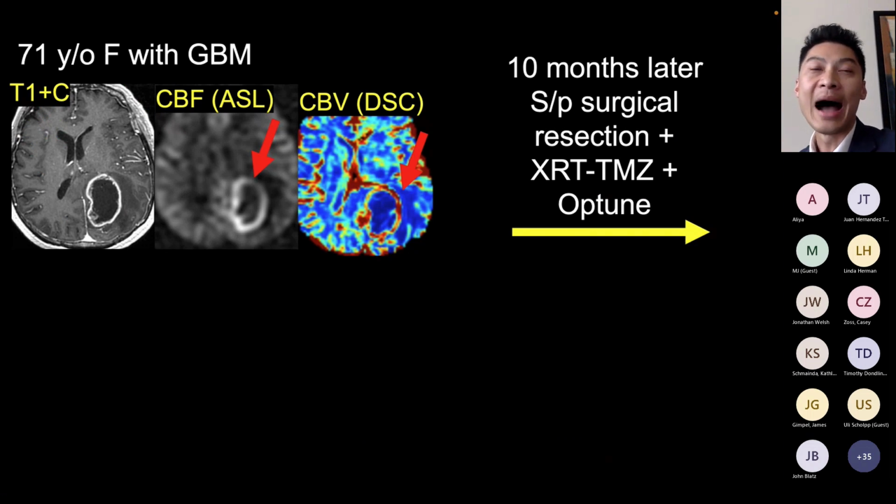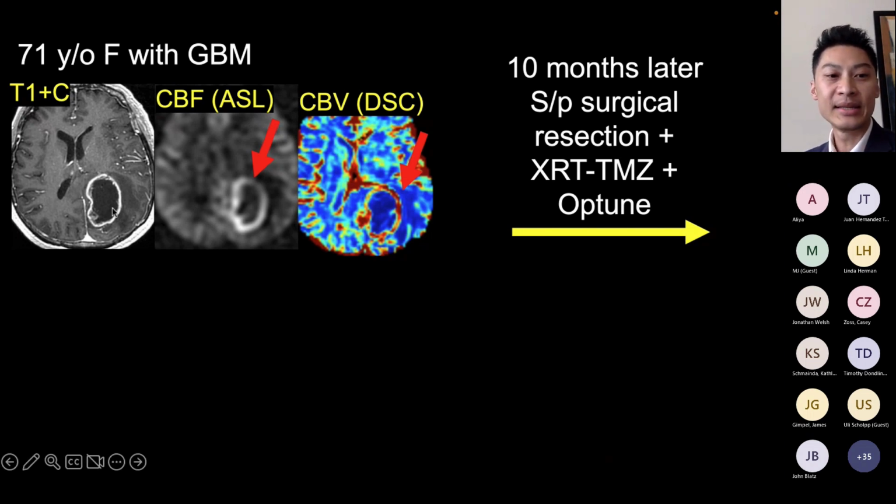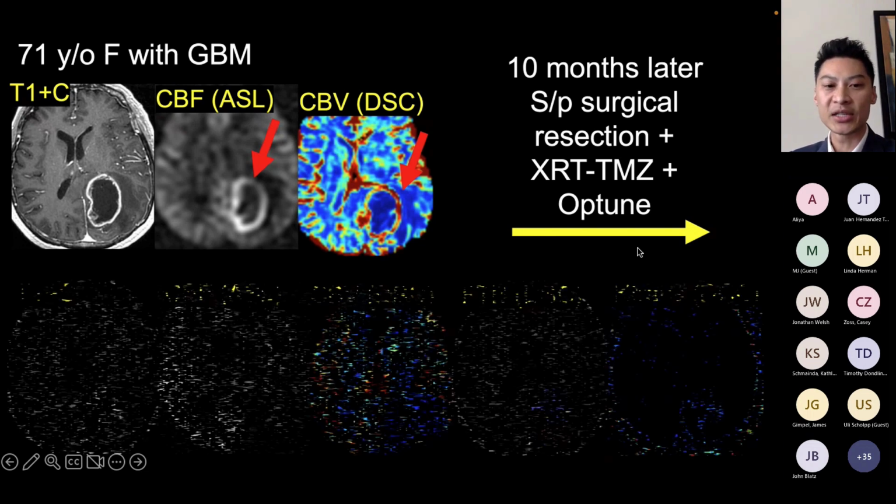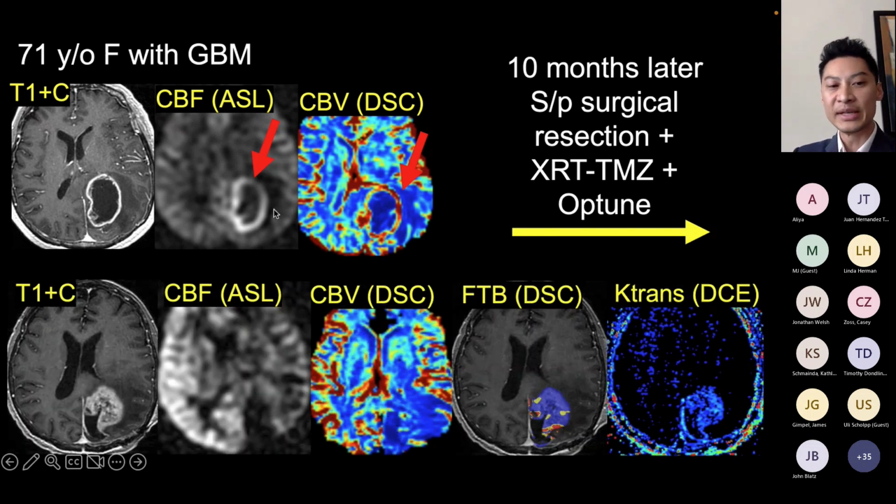And while I really love perfusion, it's not the be-all, end-all, and this is a classic example of that. This is a 71-year-old female with GBM. We see this enhancing lesion in the left posterior brain. It has really high perfusion, high CBF, high CBV on ASL and DSC. 10 months later, after surgical resection and chemoradiation as well as Optune, we see the patient represent with a worsening area of contrast enhancement at the site of the original tumor.